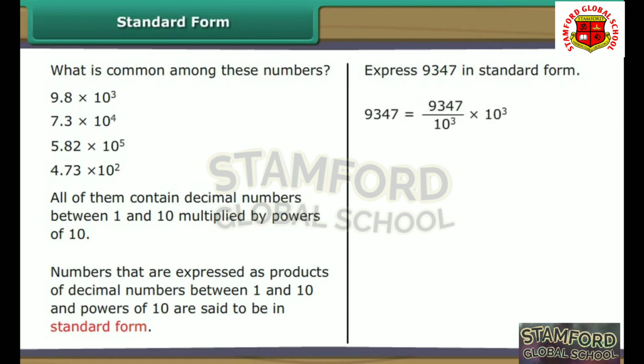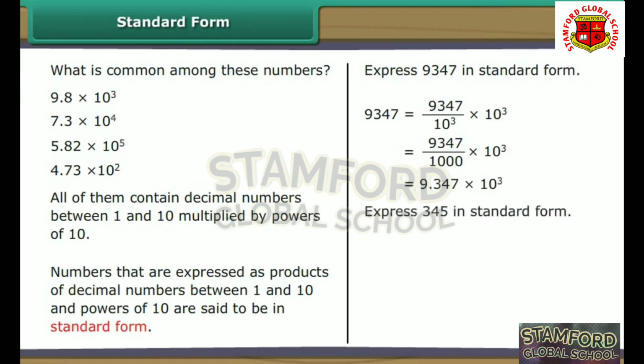Express 9347 in standard form. 9347 is equal to 9347 upon 10 cube into 10 cube, which is equal to 9347 upon 1000 into 10 cube, which equals 9.347 into 10 cube.